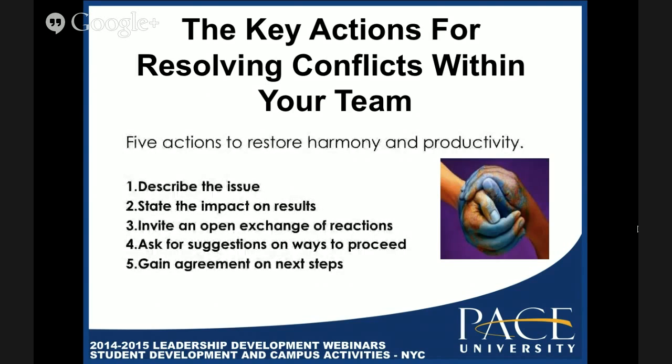Addressing conflict may feel uncomfortable, but it is important to address any conflicts. Here are 5 actions to help restore harmony and productivity. Describe the issue. State the impact on results. Invite an open exchange of reactions. Ask for suggestions on ways to proceed. Gain agreement on next steps. Be sure to take time to understand how you feel about the situation and express all of your concerns.